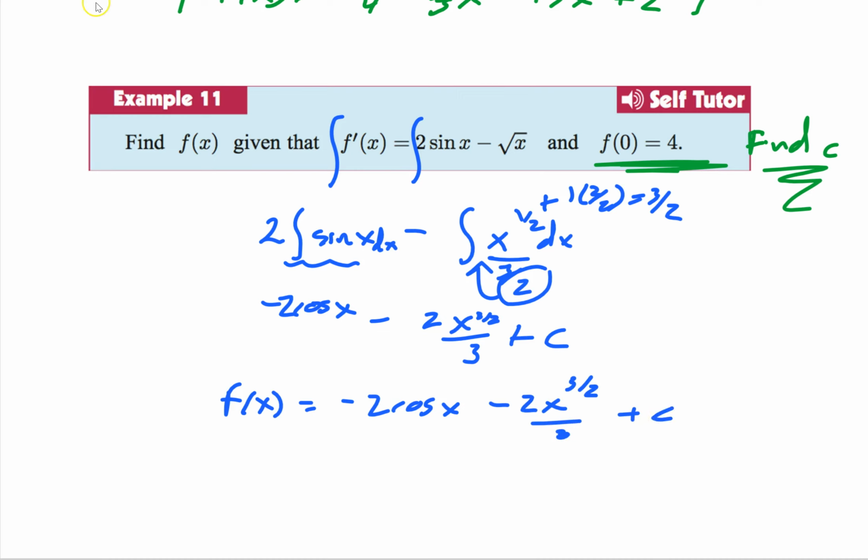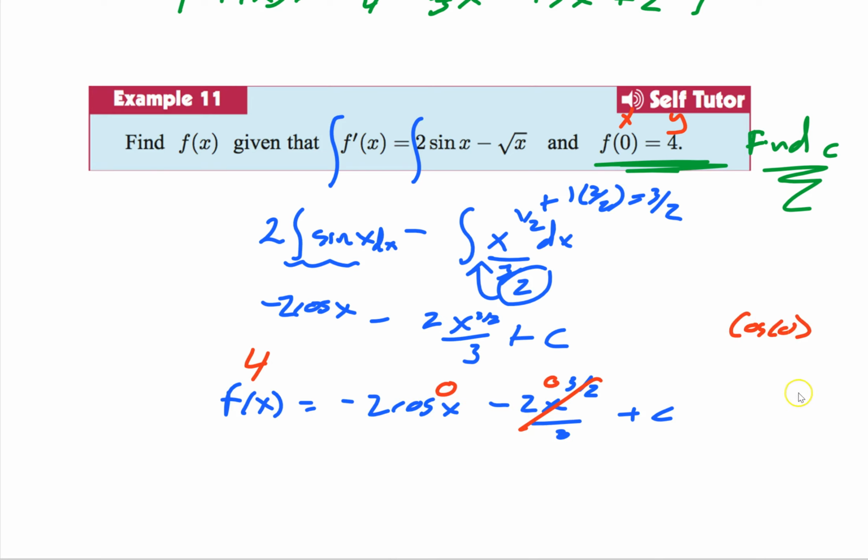Almost done. I still got to find my c, then I can rewrite my whole equation. And again, they give you a point here, x and y. Got lucky again to plug in 0. Plug in 0, plug in 0, set equal to 4. So this is just 0. Here though, I gotta remember what cosine 0 is.